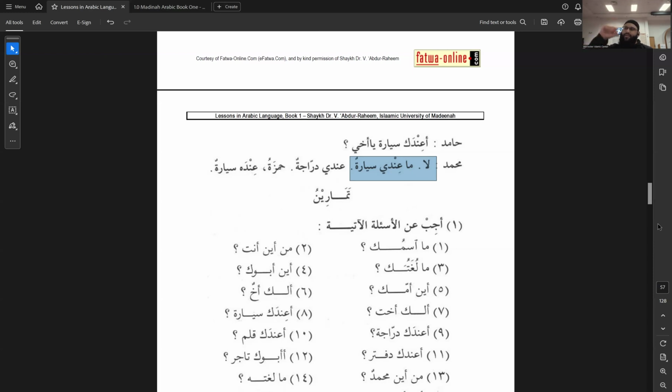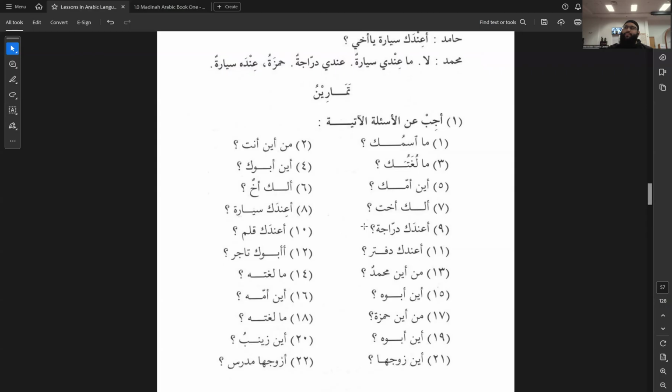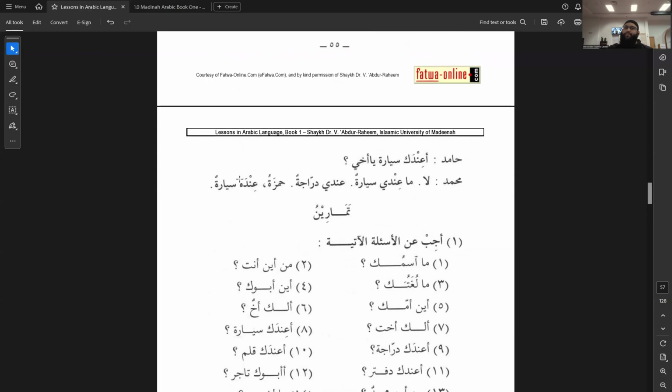The word is عند, and the ضمير is there that says who at the end. عنده سيارة. Hamza, he has a car. Make sense? If you said Hamza عنده سيارة, that would mean... Hamza عنده سيارة. It doesn't actually make sense.